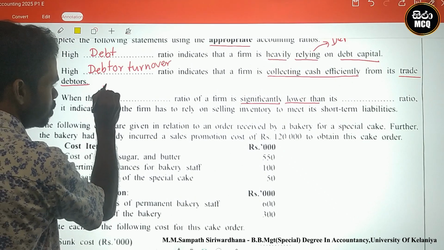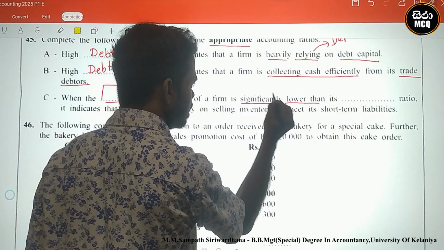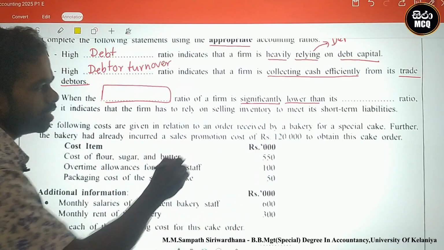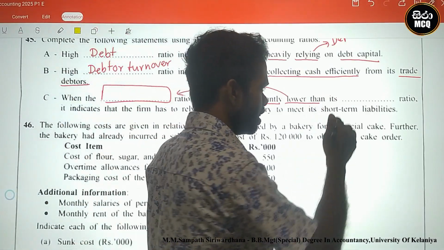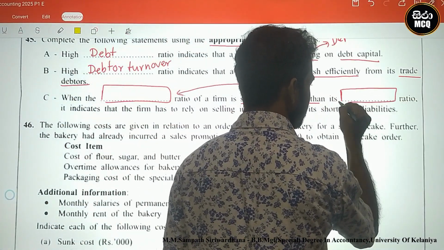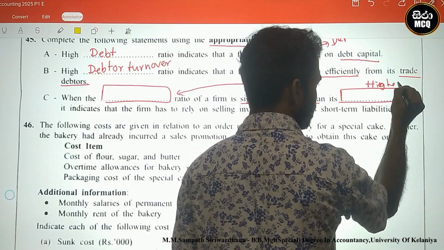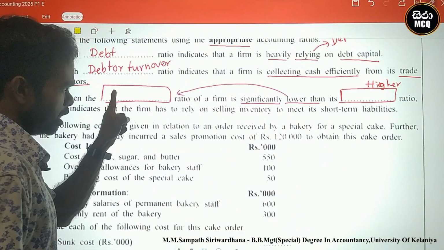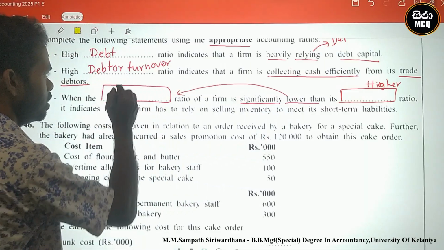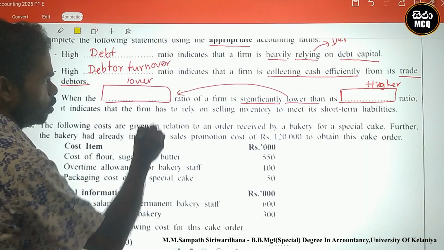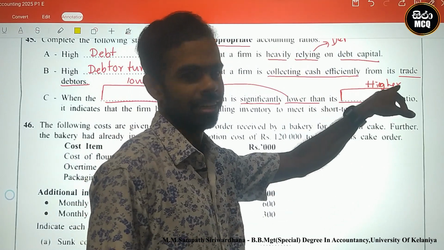When this ratio of a firm is significantly lower than this ratio, which is higher. Look here, when this ratio of a company is significantly lower than this ratio, this is higher.